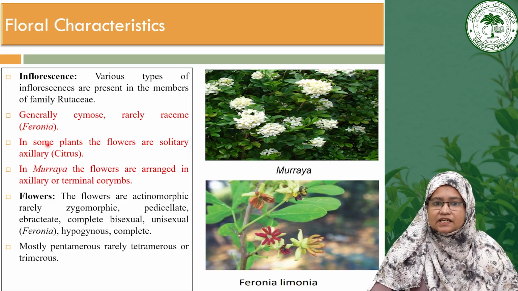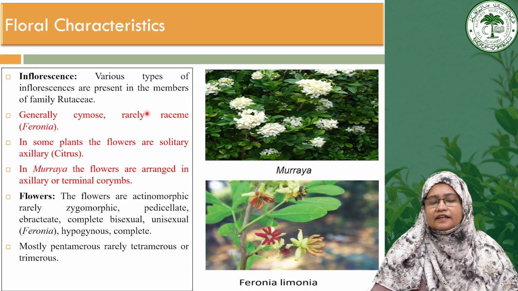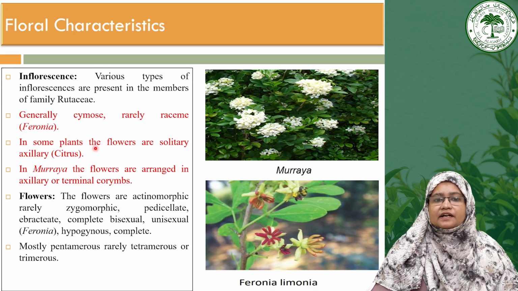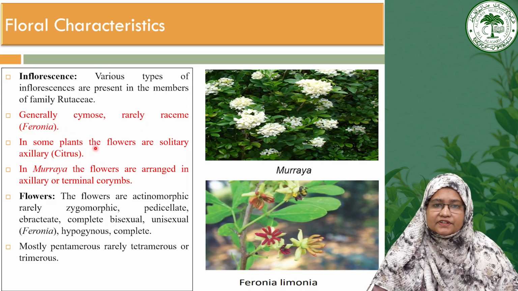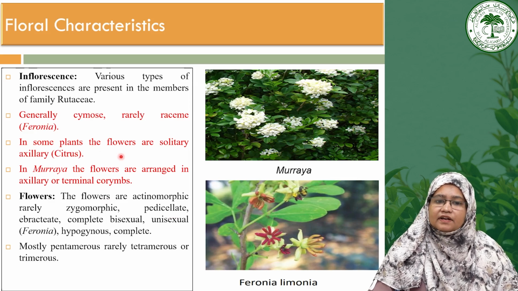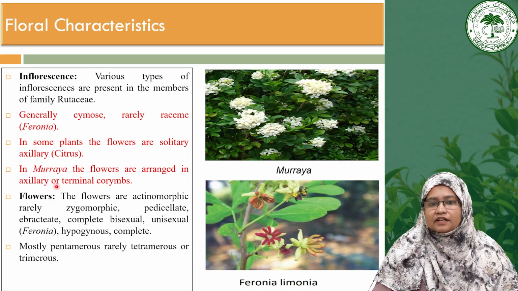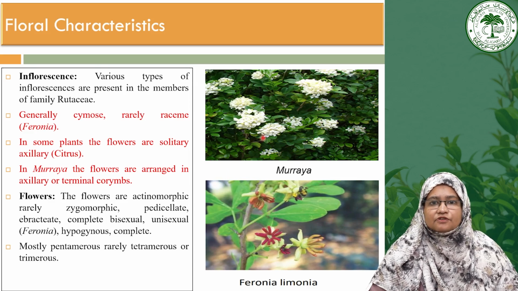They may be generally cymose, rarely raceme as in the case of Feronia, or in some plants the flowers are solitary axillary as in citrus species, and in Murraya the flowers are arranged in axillary or terminal corymb, as we can see here. So, the inflorescence shows quite a variation in this particular family.